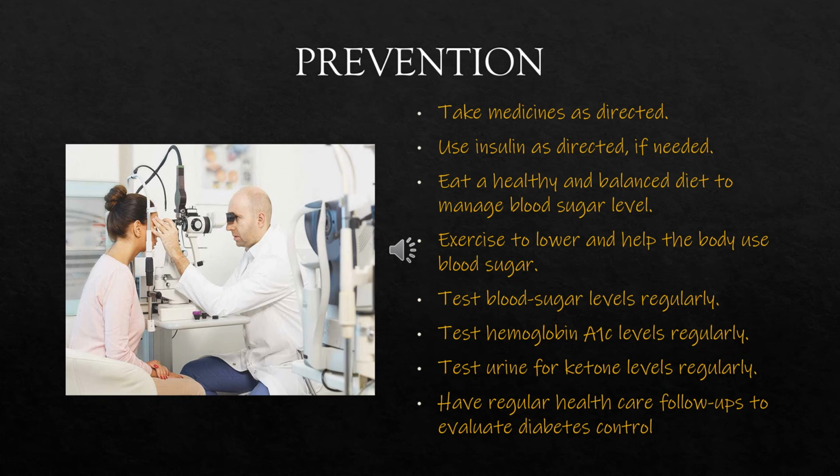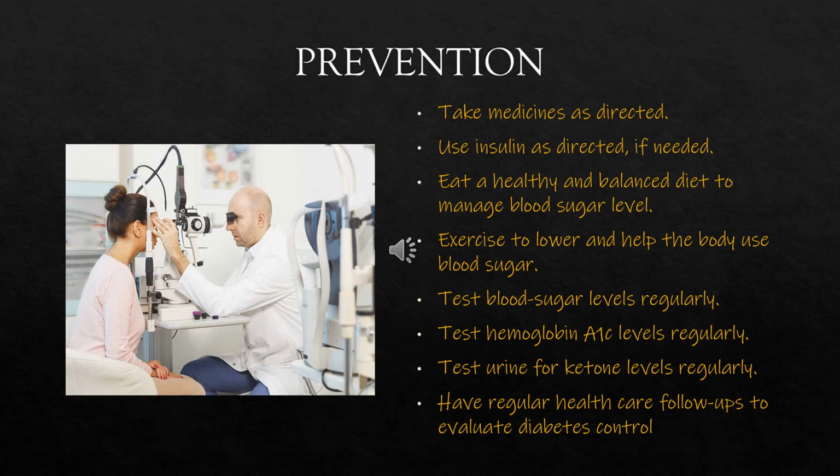All right, so the number one way to try and prevent the development of diabetic retinopathy is going to be to manage your diabetes. Take your medications as you're directed to. This includes insulin if needed. Eat a healthy and balanced diet. This will help manage your blood sugar level. Exercise is also used to help lower your blood sugar.